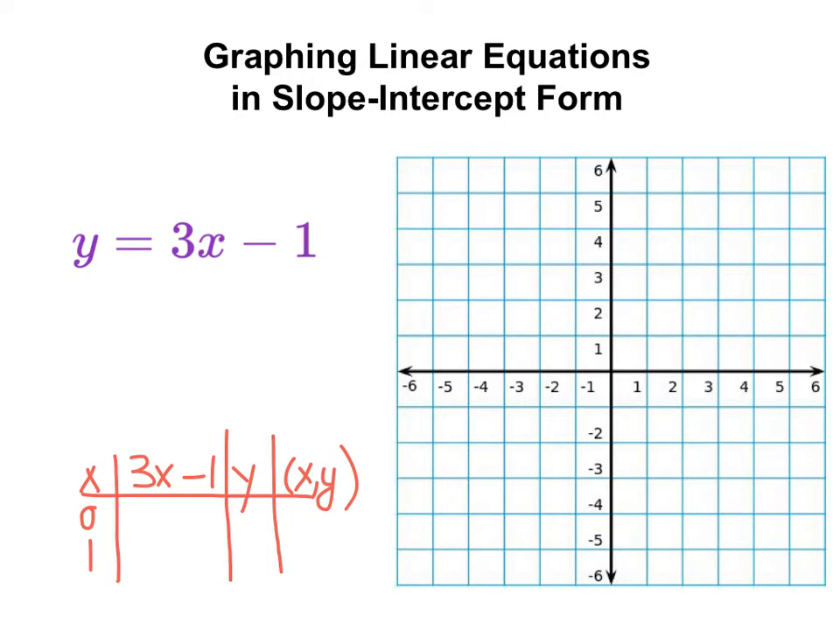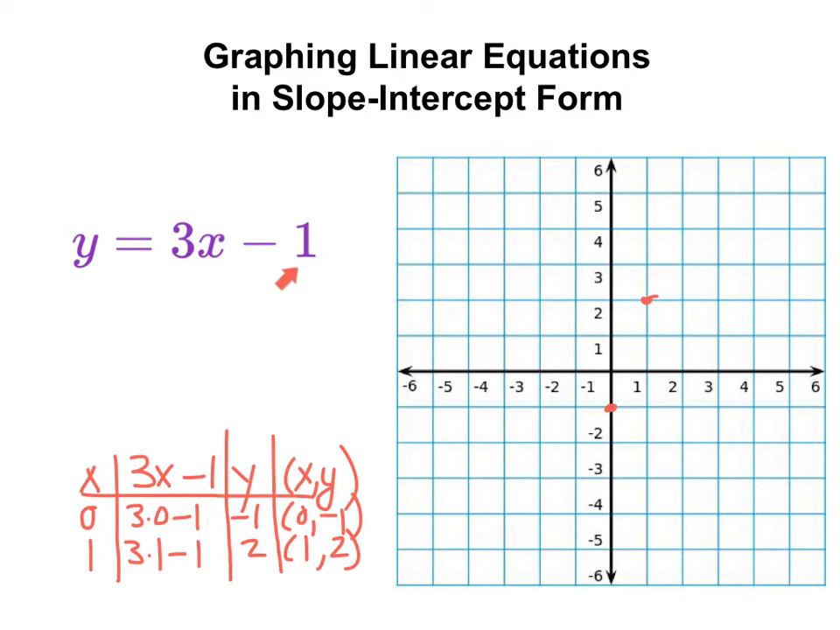If I do this quickly, 3 times 0 minus 1 would be negative 1, so I'd have the ordered pair (0, -1). And 3 times 1 minus 1 is 3 minus 1, which is 2, so I'd have the ordered pair (1, 2). If I graph them, I have (0, -1) and (1, 2). I'm not going to draw a line, because I'm going to show you a shortcut to doing all of this work just by using the values that we know are represented in the equation.